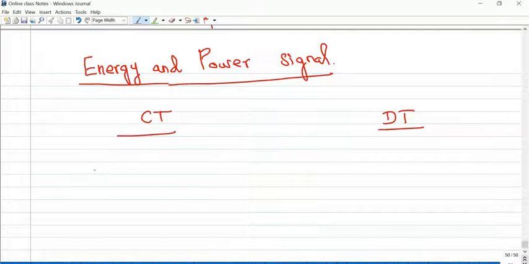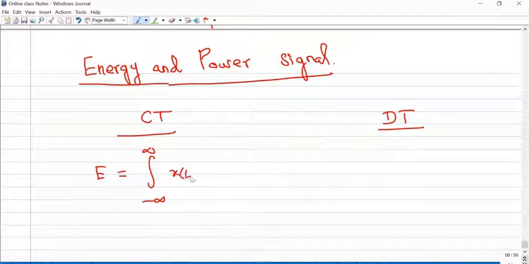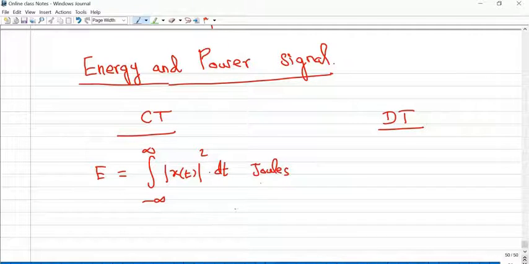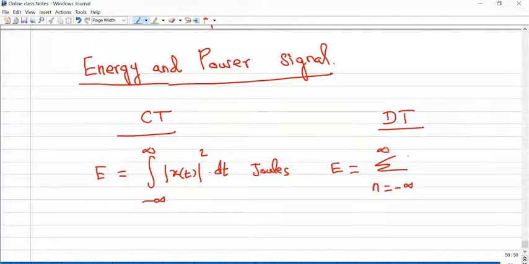So what is the formula for energy in continuous cases? Energy equals integration from minus infinity to infinity of modulus x of t square dt. The unit is joules. In a discrete time signal, the formula for energy equals summation n equals minus infinity to infinity of modulus x of n square. The unit is joules.